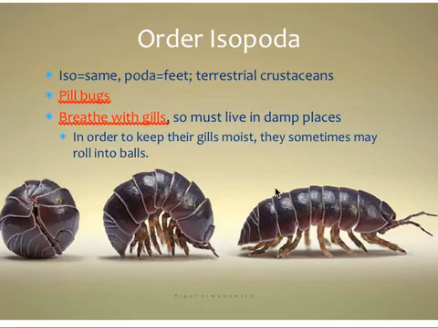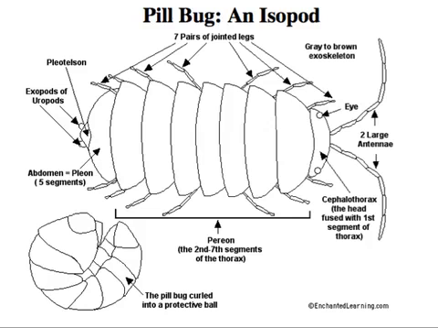And it is important to note that they do breathe with gills. They are crustaceans, and crustaceans breathe with gills, so they live in damp places. They have to live in damp places in order to breathe. So you'll find pill bugs often in wet soils, under rocks, where it is fairly damp. And sometimes in order to keep their gills moist, they roll into balls. They also may roll into balls as a defense mechanism when they're being threatened, but sometimes they do it to keep the moisture in their gills so they can breathe.